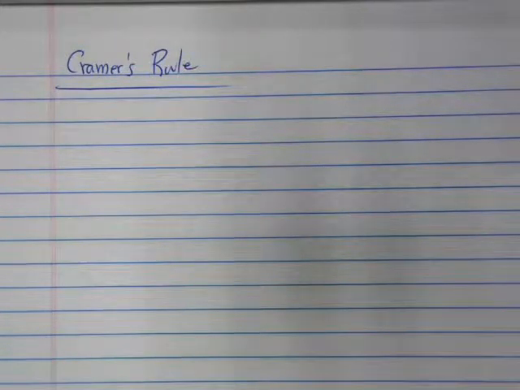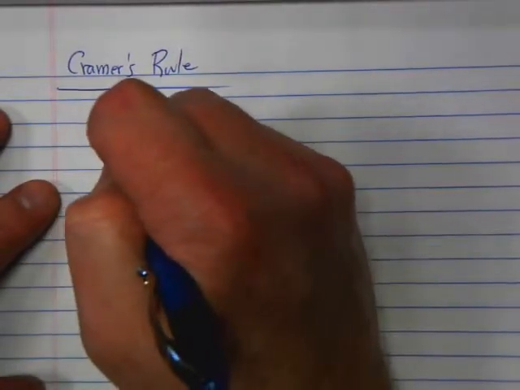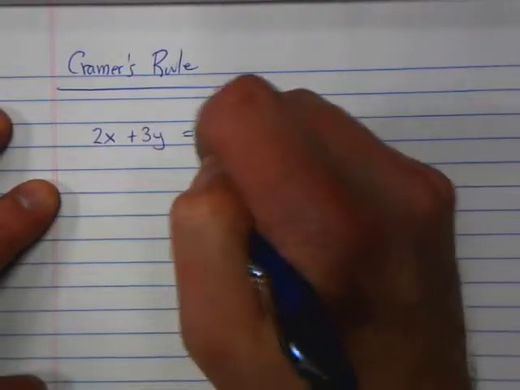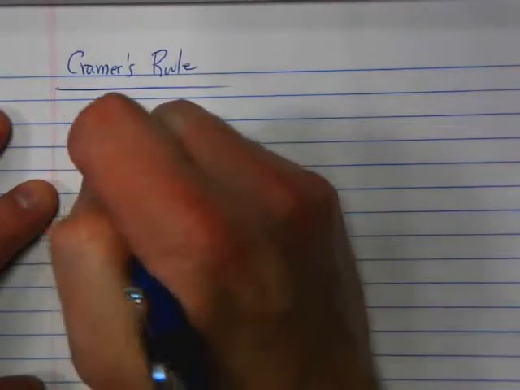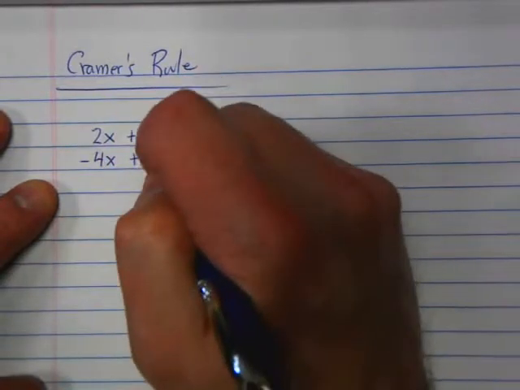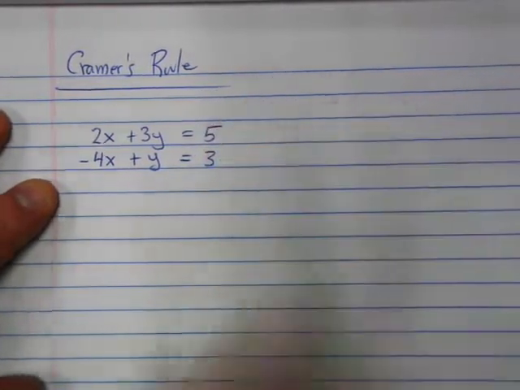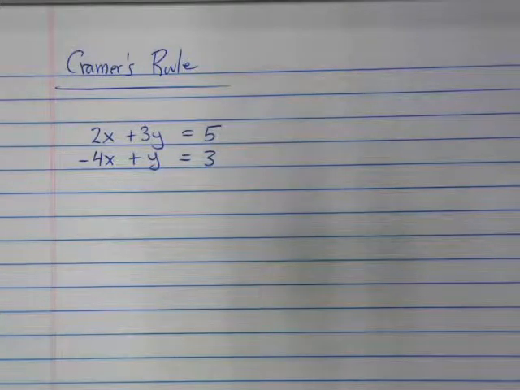Cramer's rule is a technique for solving systems of equations. So let's make up a system of equations here. 2x plus 3y equals 5. Does that sound pretty simple so far? Minus 4x plus y equals 3. Now, truthfully, solving this one by Cramer's rule is overkill. You really should solve this one by elimination or substitution, but you can solve it with Cramer's rule. And we're going to need Cramer's rule for what we're going to do in a minute.